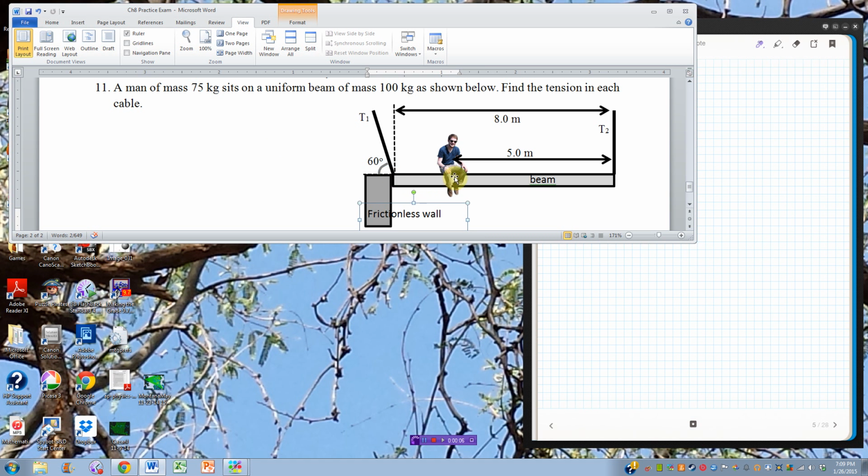So, got this dude sitting on the beam. That's from clip art, by the way. I just thought it looked hilarious. That's why. Some of you asked, why is he sitting on the beam? Like, why not? He's chilling.